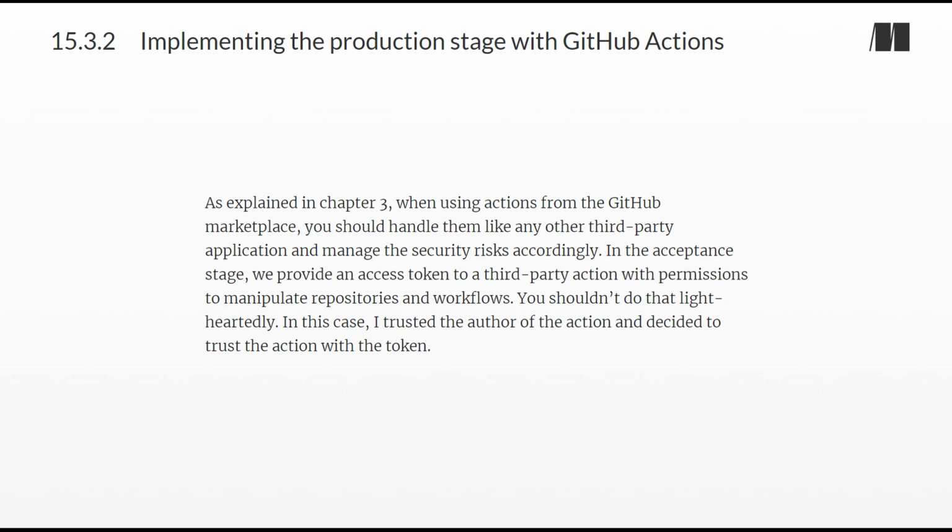Warning! As explained in Chapter 3, when using actions from the GitHub Marketplace, you should handle them like any other third-party application and manage the security risks accordingly. In the acceptance stage, we provide an access token to a third-party action with permissions to manipulate repositories and workflows. You shouldn't do that lightheartedly. In this case, I trusted the author of the action and decided to trust the action with the token.